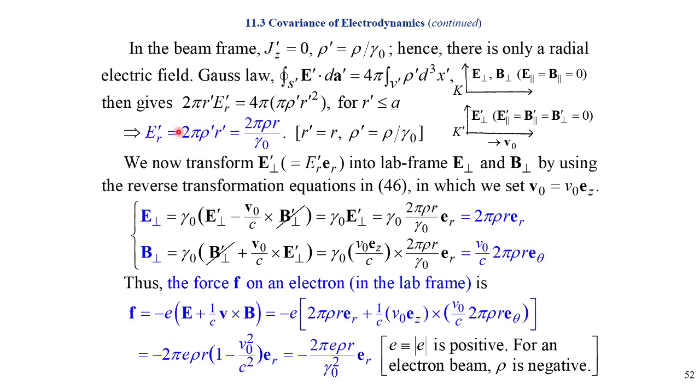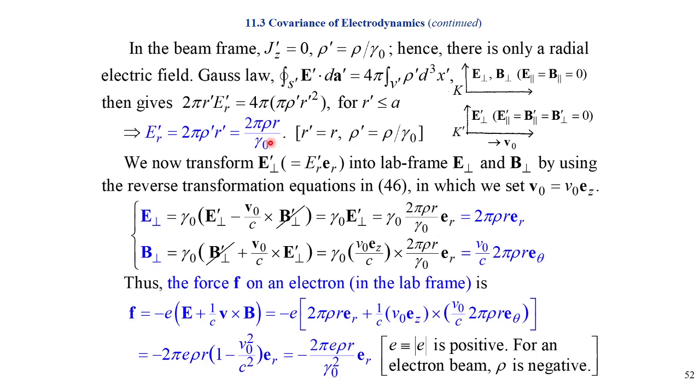And rho prime is here. And r is perpendicular, therefore r does not change. So Er prime equals 2 pi rho times r over gamma 0. You might be wondering what happened here. That seems to differ from what we know in chapter 123. In chapter 123, we do not have 2 pi and we have epsilon 0. But in this case, no. What happened?